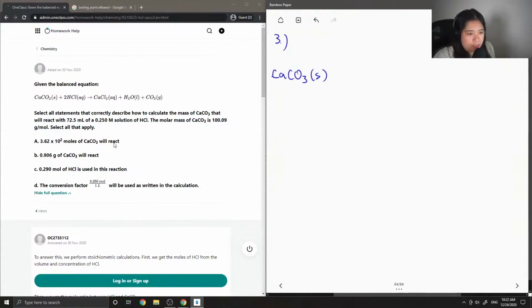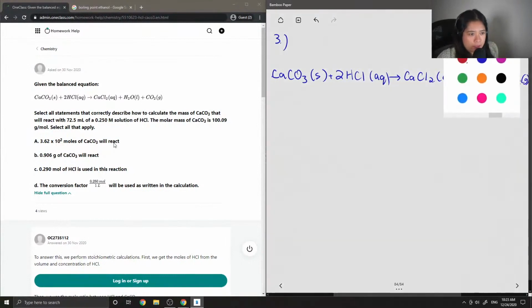Okay, so before I look at all the different options, I'm going to write down the equation, and I'll just solve for the mass of calcium carbonate, and then we can select all the different options that will apply. The reaction is already balanced, so that saves us some time. And first I'm just going to write down everything that we know.